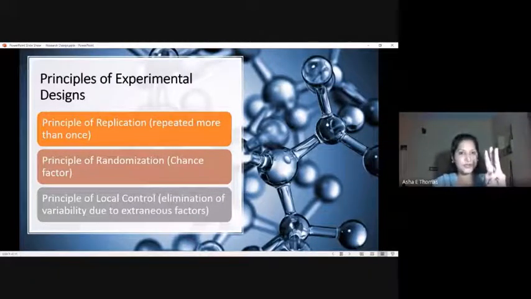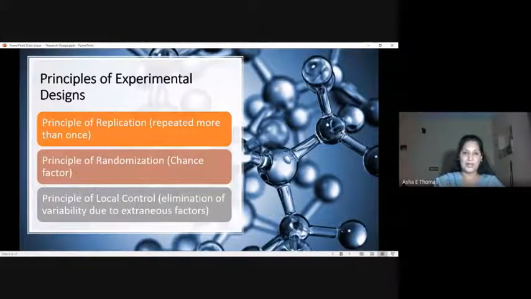So there are three principles. The first one is the principle of replication. The second one is the principle of randomization, and the third one is the principle of local control. What you have to understand here is that these three principles regulate the quality of the research output in experimental design, and they try to minimize the statistical error, or the occurrence of residual errors, in an experimental design.